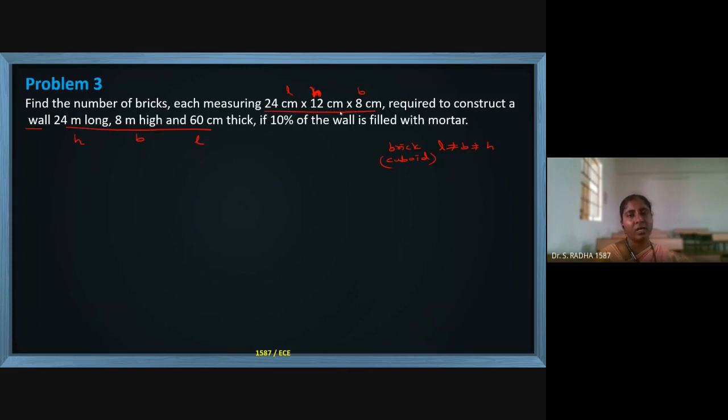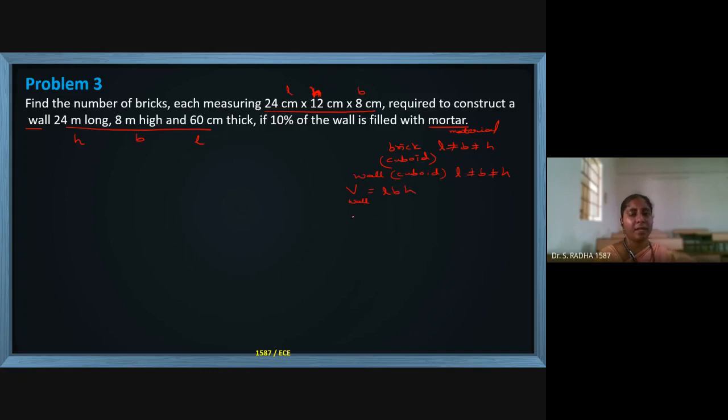Okay. For building the wall, 10% the mortar raw material is used. 90% wall only we have to build. Okay. Now, we know the volume of the wall. Wall is also having L, B, H. It is also cuboid, and L, B, H are not same values. So volume of the wall is nothing but L into B into H.